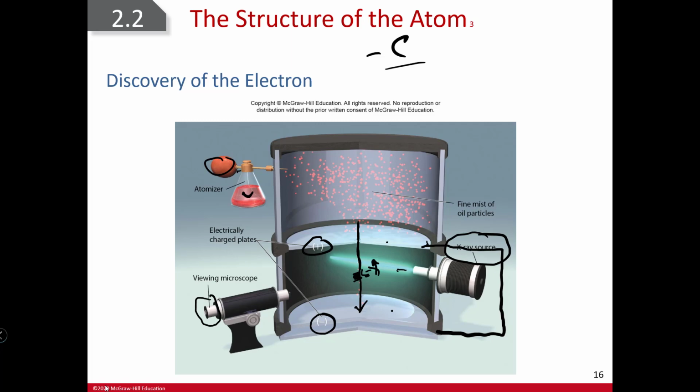J.J. Thomson discovers that it's negatively charged, but he only has a charge to mass ratio. Millikan actually determines the charge on the electron, and once he determines the charge of the electron, he can determine the mass of the electron. So Millikan, with his oil drop experiment, is given credit for determining the actual coulombic charge of the electron and the actual mass of the electron.